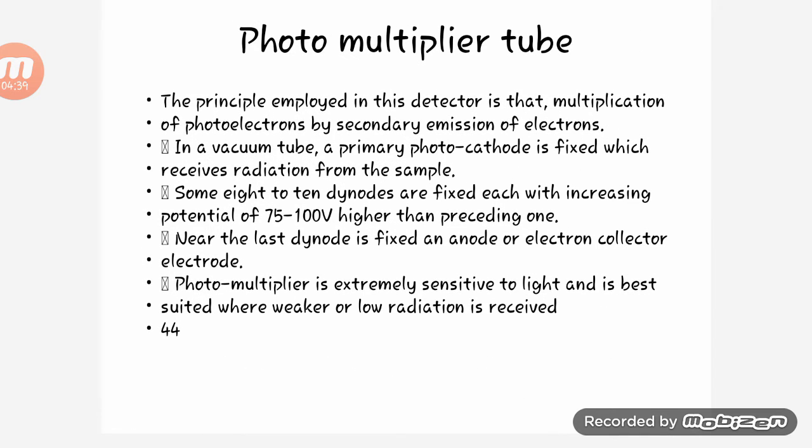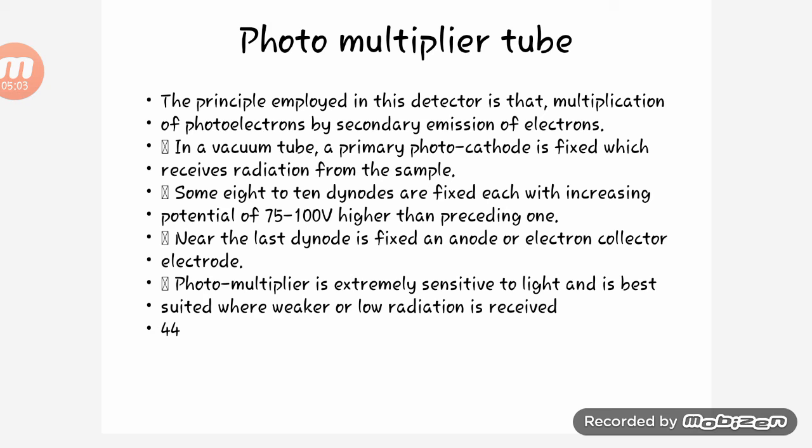Next is the photomultiplier tube. The principle involved in this detector is the multiplication of photoelectrons by secondary emission of electrons. In a vacuum tube, a primary photocathode is fixed which receives radiation from the sample.